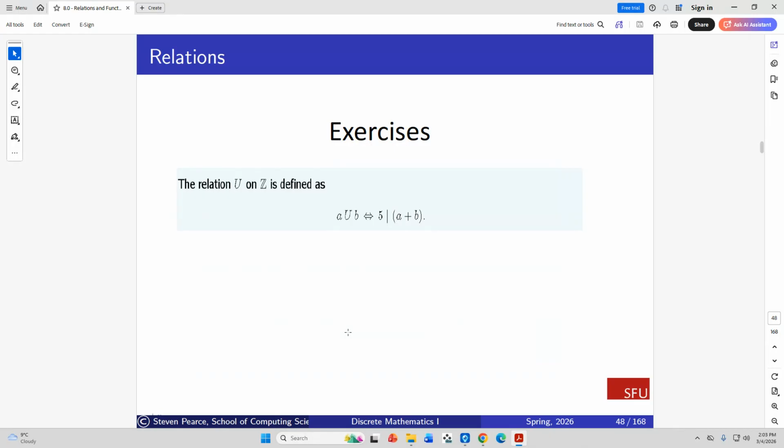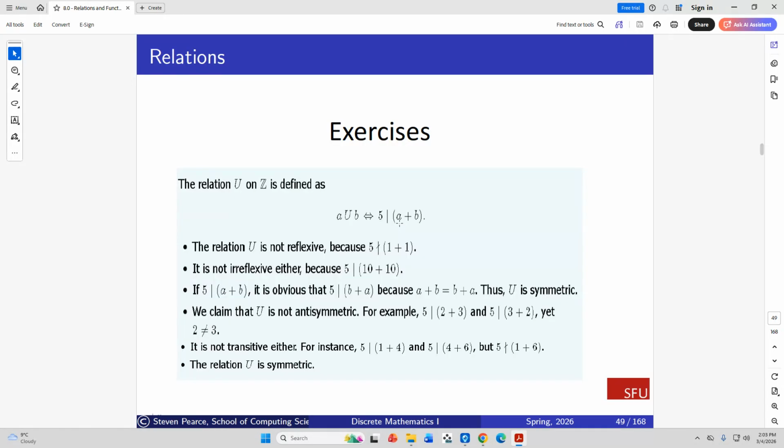The relation U on the set of integers is defined as 5 divides a plus b. Well, the relation U is not reflexive because 5 does not divide 1 plus 1, okay? It is not irreflexive either because 5 does not divide 10 plus 10, okay? So in other words, in my definition, it is irreflexive. They say it's not reflexive. They mean anti-reflexive. It is not anti-reflexive.